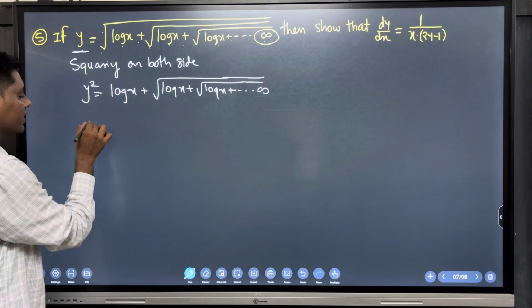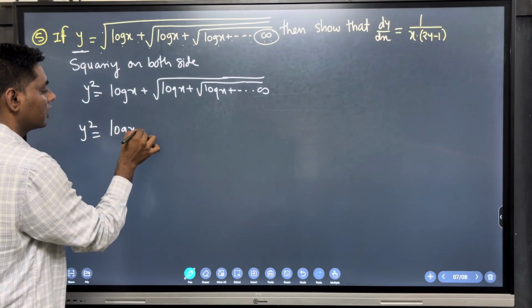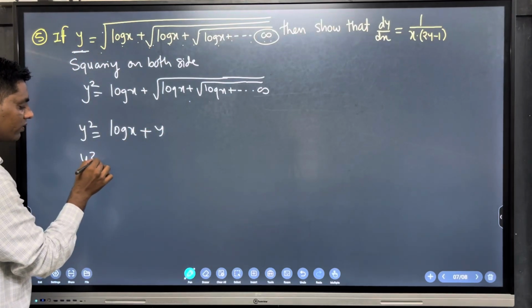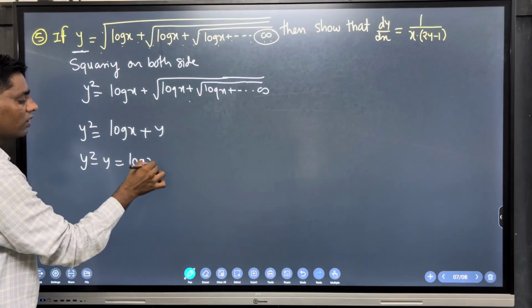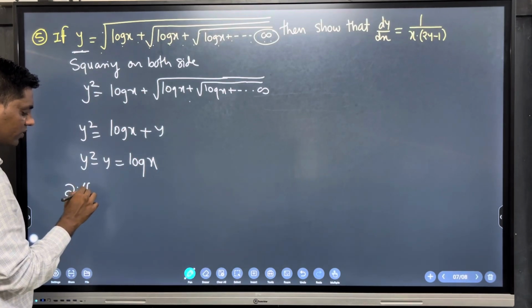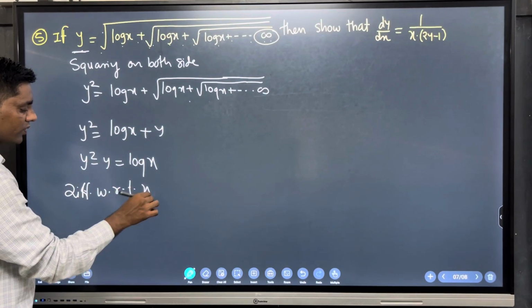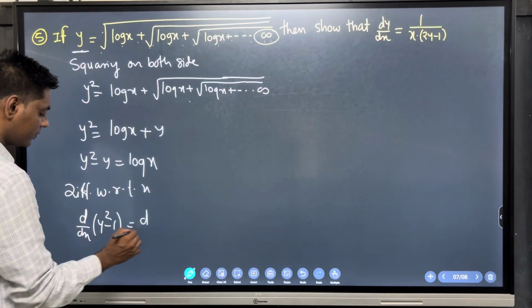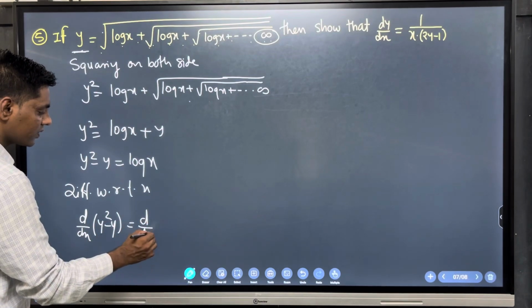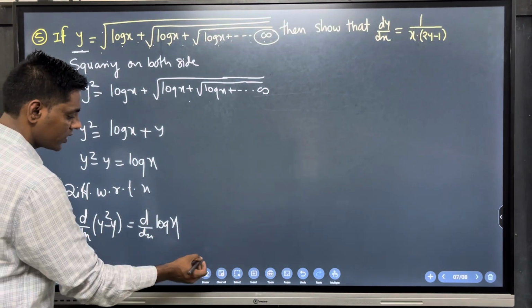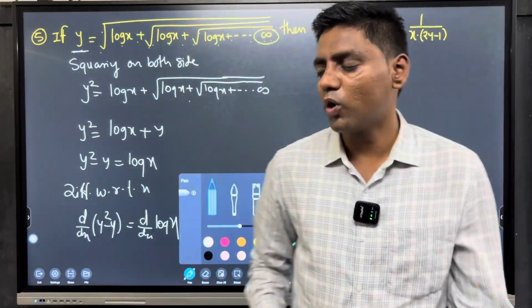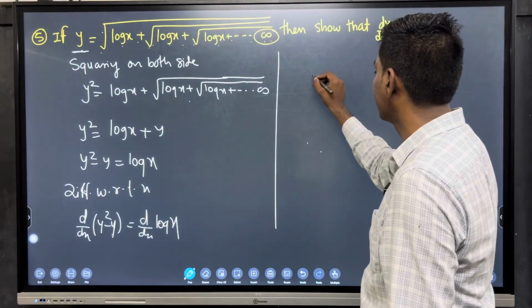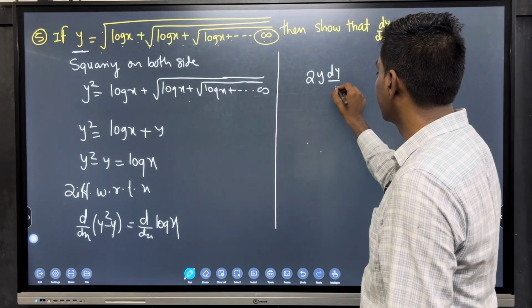So now here we replace that term. This term is completely y, so we replace it with y, and after that y square minus y equals log of x. So differentiate this question with respect to x. Apply d by dx on both sides, y square minus y equals, and d by dx of log of x. So what is the answer of this? Again simple, you know that the derivative of log x is 1 upon x, and the derivative of y square is 2y dy by dx.